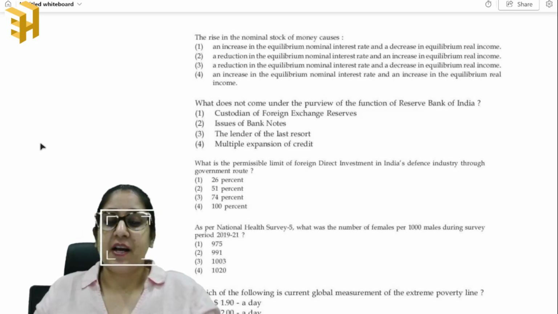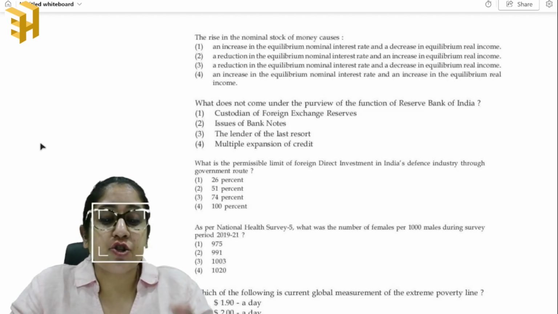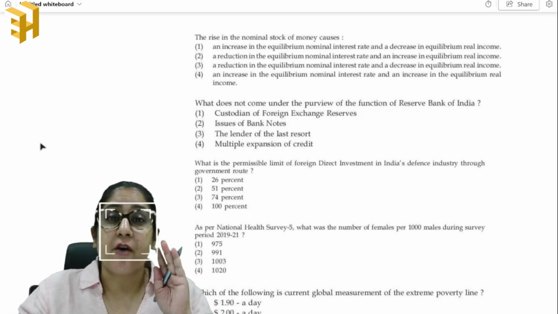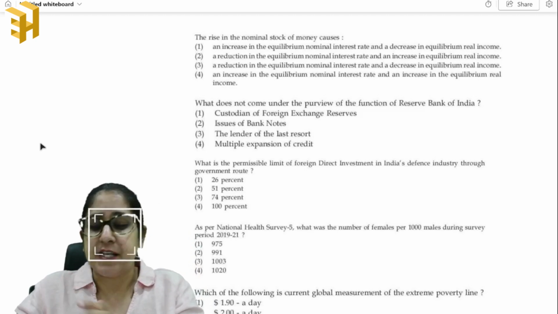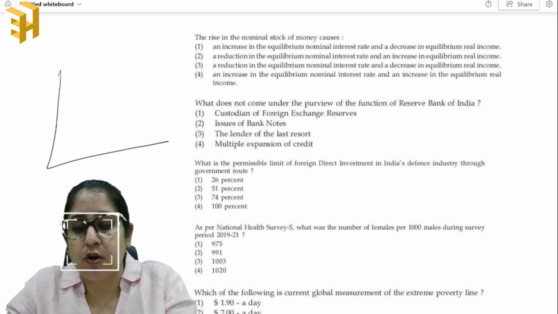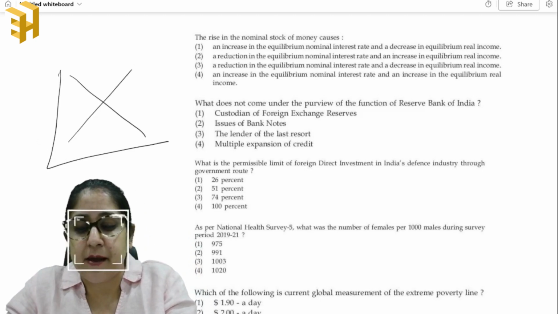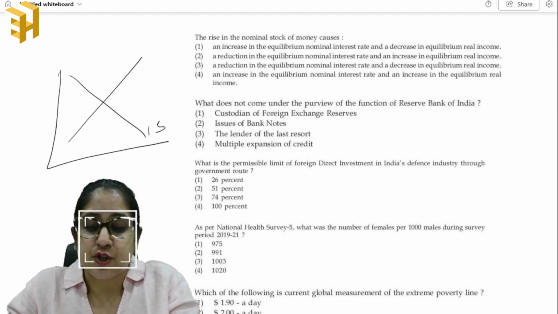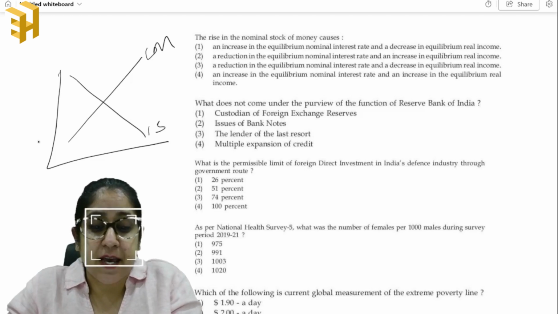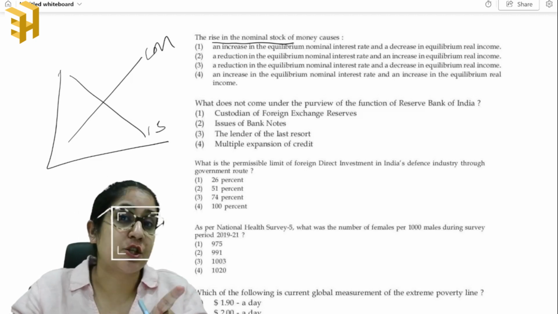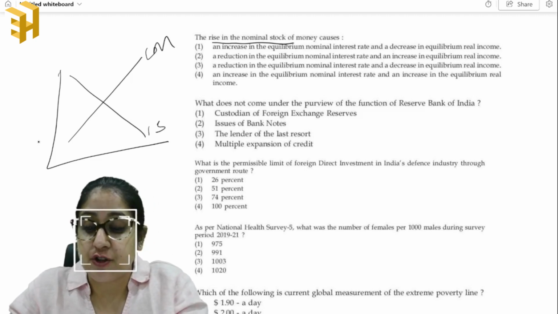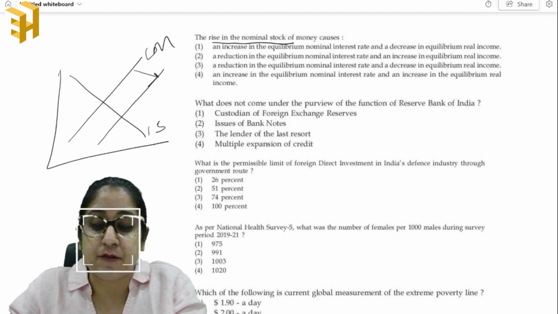Let's start. Now, the rise in the nominal stock of money causes... The first thing an economics expert should realize is that we are going to talk about your IS and LM framework, right? So if we are saying a rise in nominal stock of money, it means there would be a rightward shift in your LM curve. So therefore, the LM curve will shift rightwards.